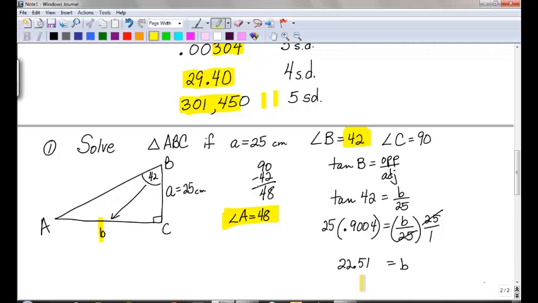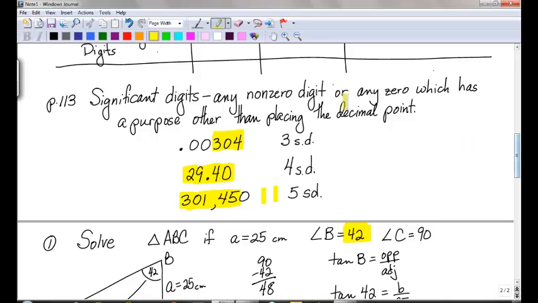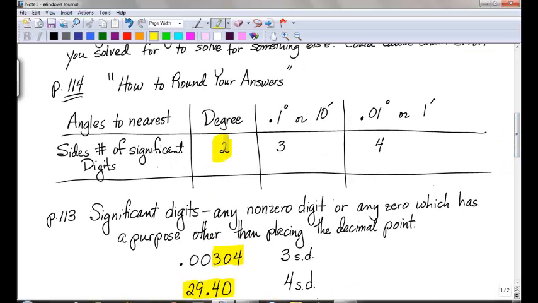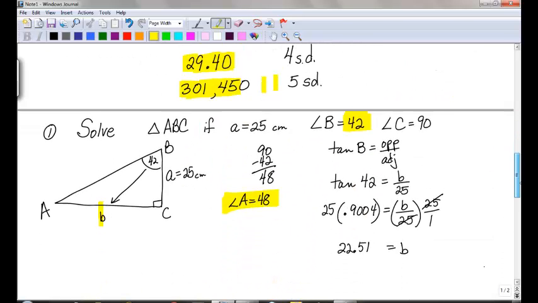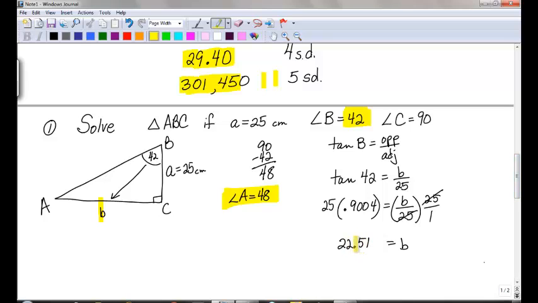Okay, now, my angles that they were given, nearest degree. How many significant digits do I need? 2. If you go back up, you need 2 significant digits. So you got to go back to this and say I need to round this to 2 significant digits. So that's 5 or greater. So I need to round that up to 23. Okay. So B is 23. Okay, what else do I need?